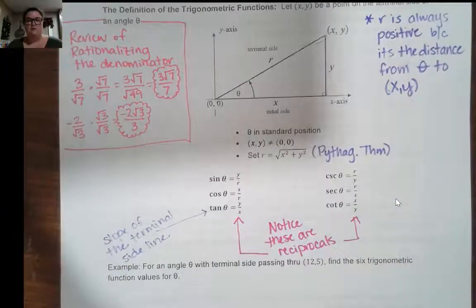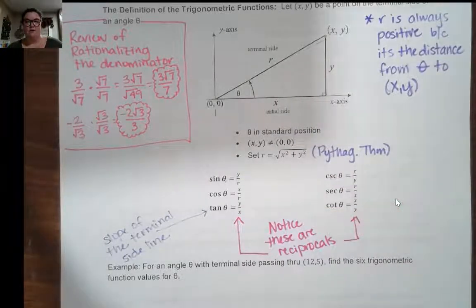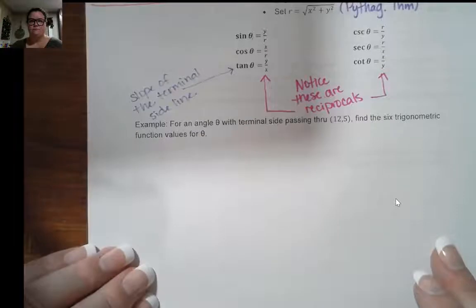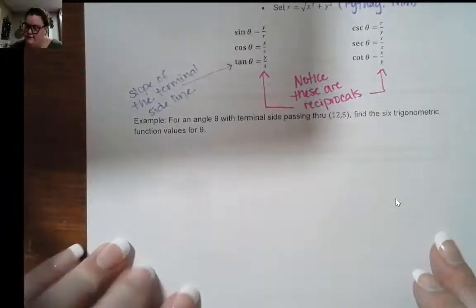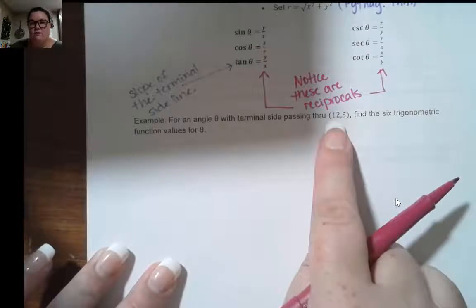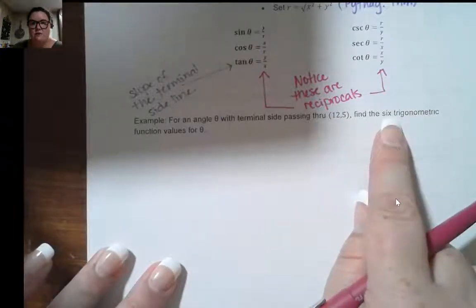Okay, so I just want to show you an example of if we're given an angle theta and we know that it starts at the origin and it goes out to some point. I want to make sure that we know how to define all these trig function values. Okay, so that's what we're going to do at the bottom of this page, is go ahead and draw a triangle to represent this angle theta. And it says it has a terminal side passing through the point 12, 5. Find the 6 trig function values for theta.